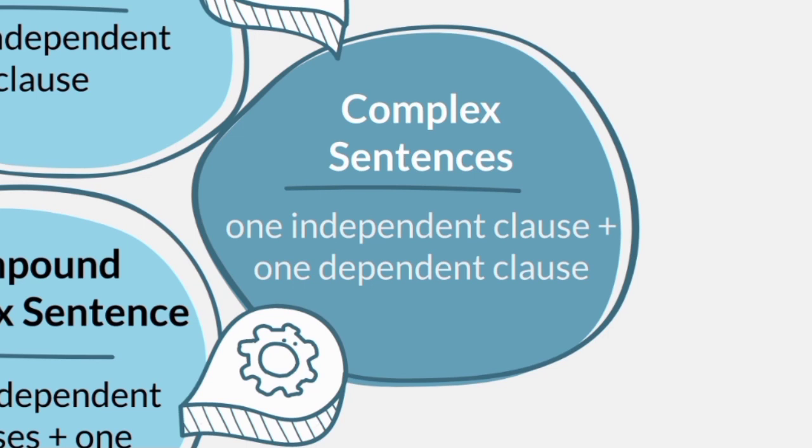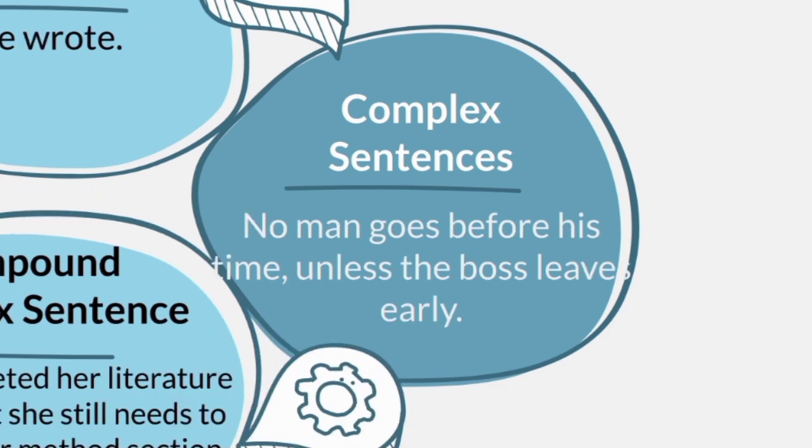Dependent clauses can refer to the subject (who, which), the sequence or time (while), or the causal element (because, if) of the independent clause. If a sentence begins with a dependent clause, note the comma after this clause. If, on the other hand, the sentence begins with an independent clause, there is no comma separating the two clauses. For example, no man goes before his time, unless the boy leaves early.